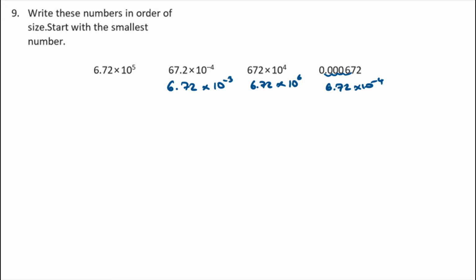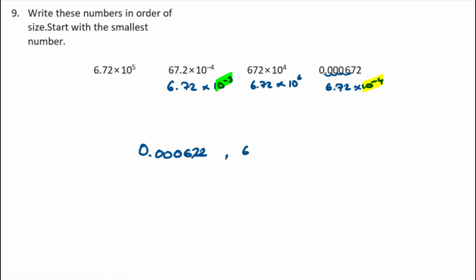Okay, all I need to look at now is the power, isn't it? The smallest power on the left, largest power on the right. The smallest one is 10 to the minus 4. So that's the one on the right, it is going to be my first one. 0.0000672. I'm going to write them in their original form. Next smallest, I've got minus 3 next. So that's going to be my next one.